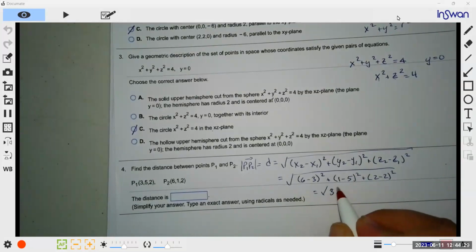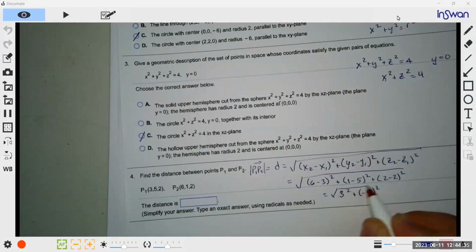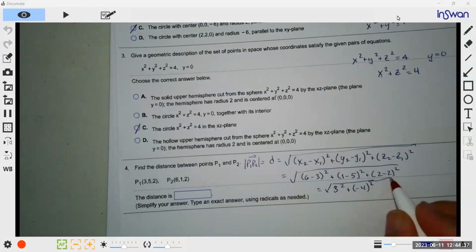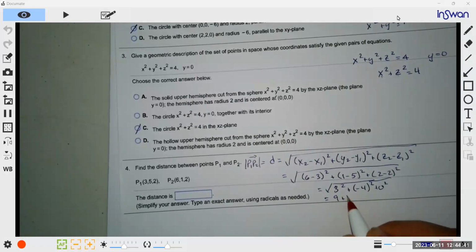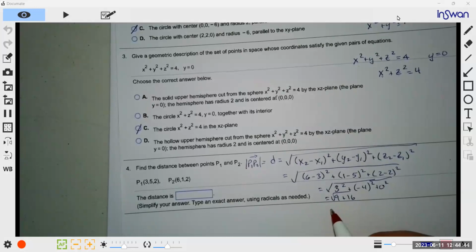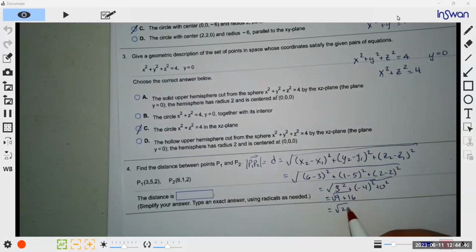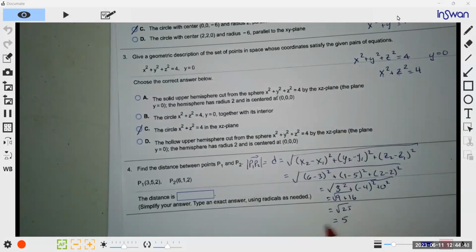6 minus 3 is 3 squared, negative 4 squared, and that's 0. So 9 plus 16 is 25. Square root of 25 is 5. So that's the distance.